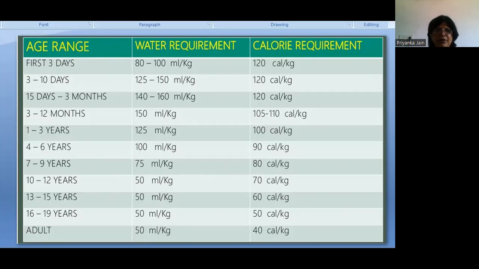1 to 3 years, 125 ml per kg water required and calorie requirement is 100 kilocalories per kg. 4 to 6 years and 7 to 9 years, water requirement is 100 ml per kg and 75 ml per kg, while calorie requirement is 90 calories per kg and 80 calories per kg. 10 to 12 years and 13 to 15 years, water requirement is 50 ml per kg and calorie requirement is 70 calories per kg and 60 calories per kg. And 16 to 19 years, the water requirement is the same and calorie requirement is also. But in adults, water requirement is 50 ml per kg in a day and calorie requirement is 40 calories per kg.